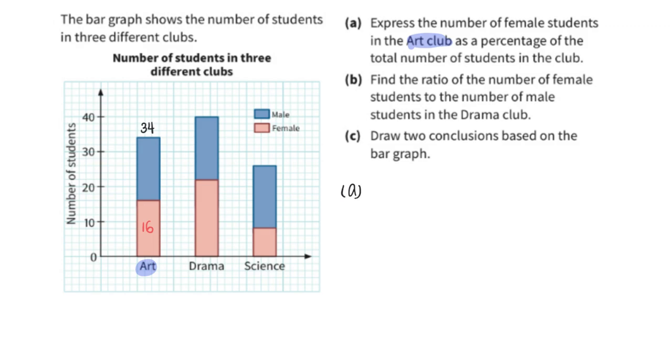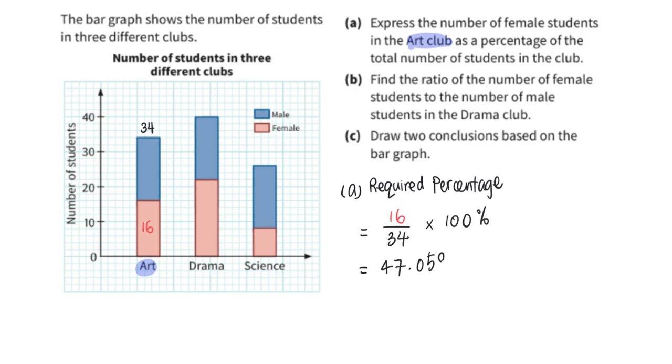And so with this, I will be able to get my answer for part A, where they require us to express it as a percentage. So the required percentage is therefore equal to 16 out of the 34 students, and I do need to multiply by 100 to convert it to a percentage, and that will be equal to 47.0588. This is to 6 significant figures, followed by 3 significant figures.